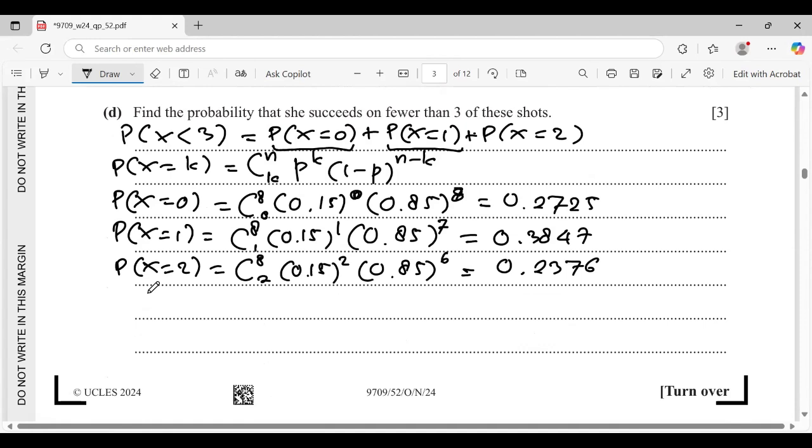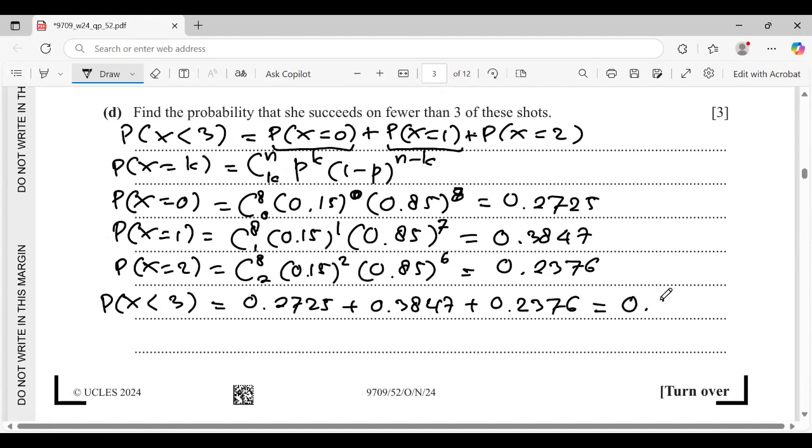Let's compute the probability X less than 3, which equals 0.2725 plus 0.3847 plus 0.2376. And if you compute, the result is 0.8948.